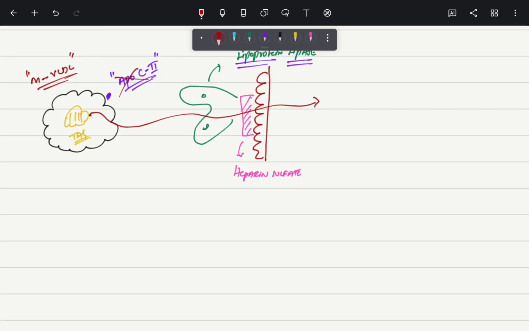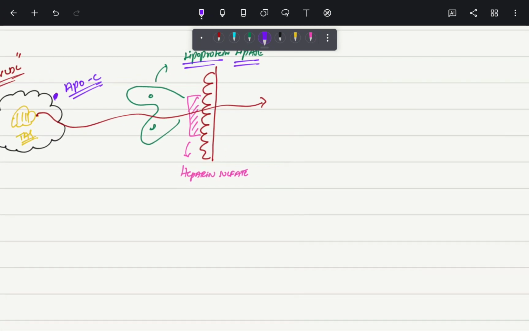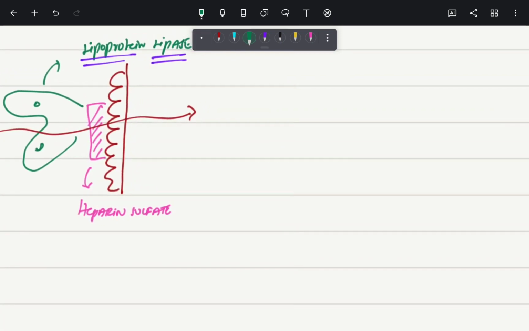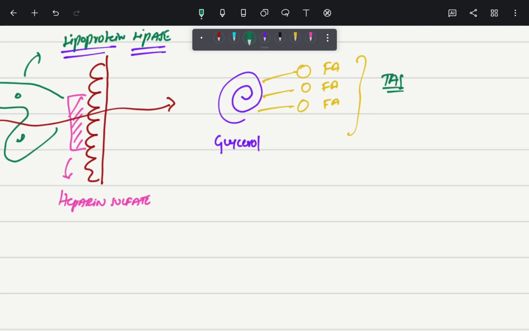Okay, so once again, here is your apoprotein C. Once the apoprotein C and lipoprotein lipase interaction takes place, I am going to draw the structure of triacylglycerol. This is the glycerol component, and to this glycerol there are 3 fatty acids. So this entire compound is called your triacylglycerol.